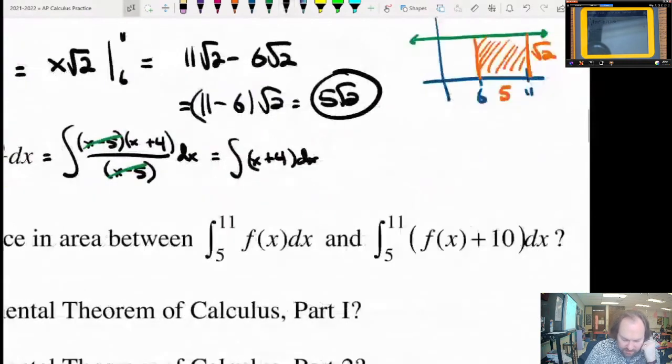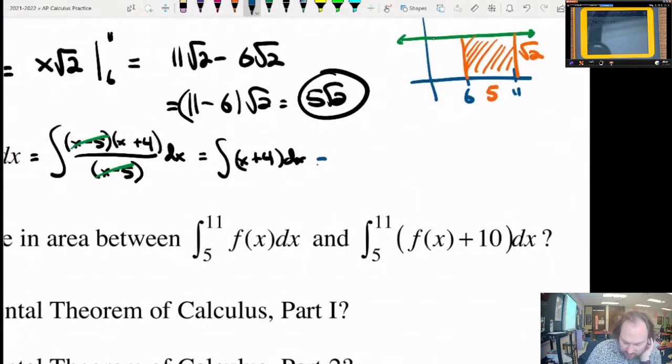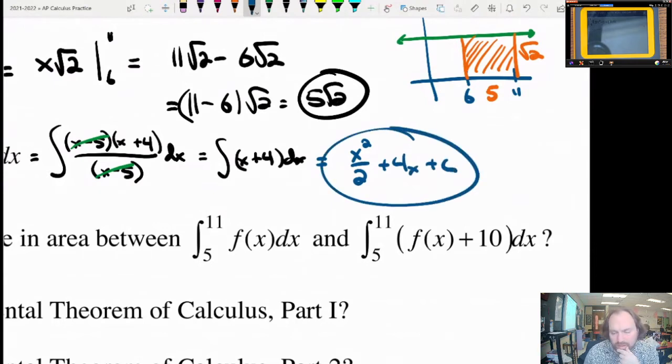This is an indefinite integral, so our answer is just going to be an expression with a plus c attached. It'll be x squared over 2 plus 4x plus c. And that's all you need to do there. Don't forget the plus c, though.